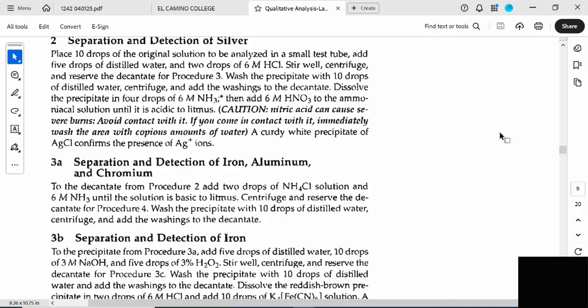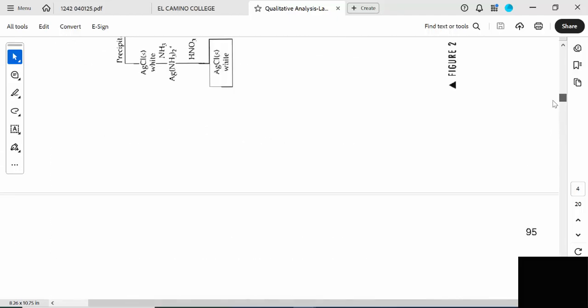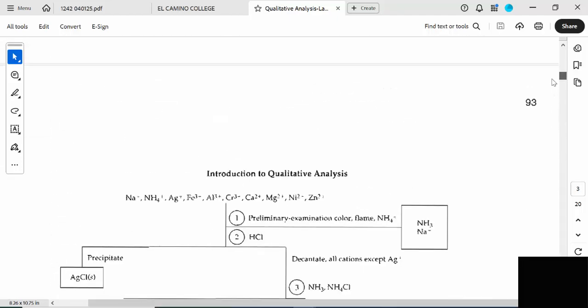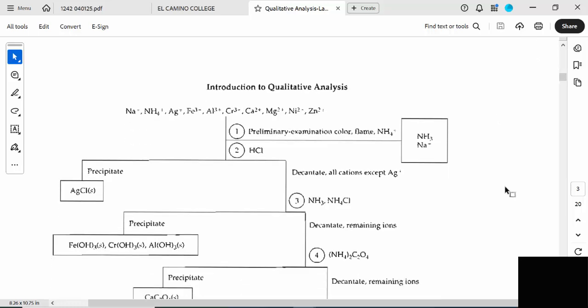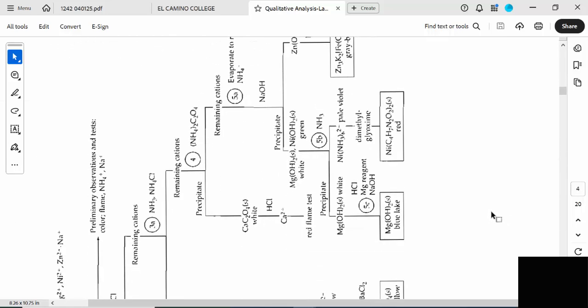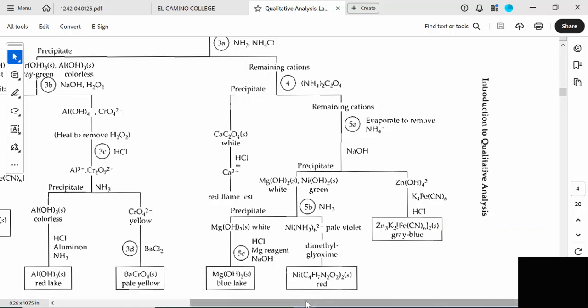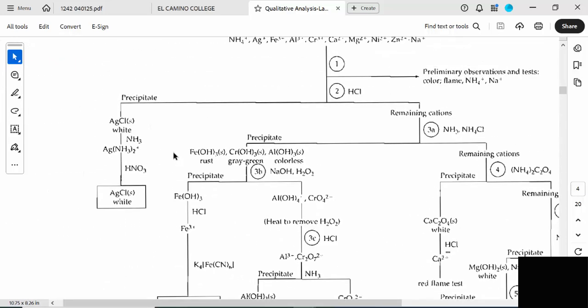But we don't want to lose any solution because the more solution we lose, the less future precipitates we're going to generate. And so what we don't want to do is lose a lot of the aqueous ions with the precipitate because that's going to screw up the next test here. Let me show you what the next test is. So this is the general separations. And then let's take a look at the next test here.